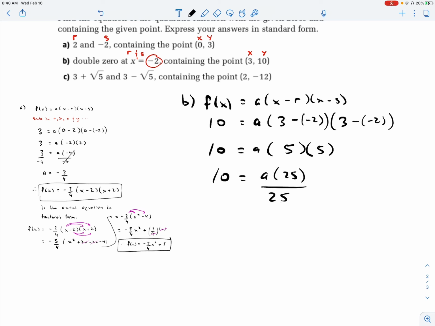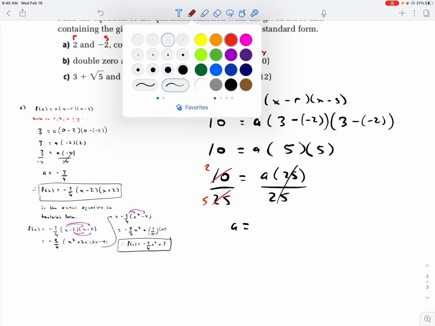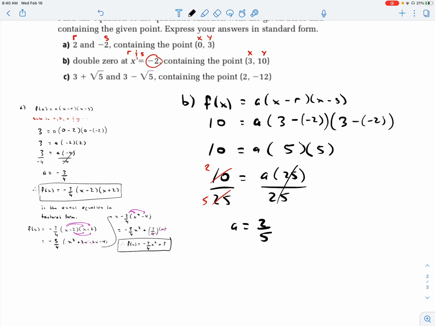We're going to divide out the 25 on both sides, and we'll leave this as a fraction. We can divide 5 out, and we can say that a must be equal to 2 over 5 if we divide both of them by 5. 10 divided by 5 is 2, and 25 divided by 5 is 5. All right, so we have a equal to 2 over 5.